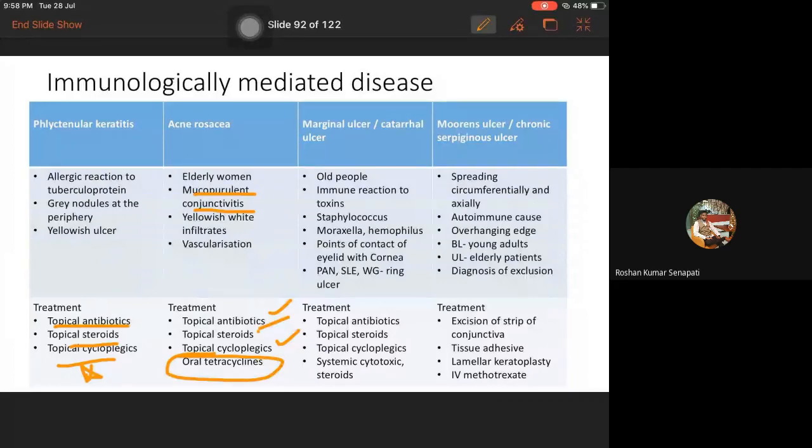Next, we have a marginal ulcer. These marginal ulcers are again an immune reaction to the toxins produced by Staphylococcus, Varicella, or Haemophilus. Whenever there is blepharitis due to these bacteria, the patient will develop marginal ulcers. Or it can also be related to autoimmune diseases like PAN, SLE, or Wegener's granulomatosis. They will cause the ring ulcers. How do they look? Look at this.